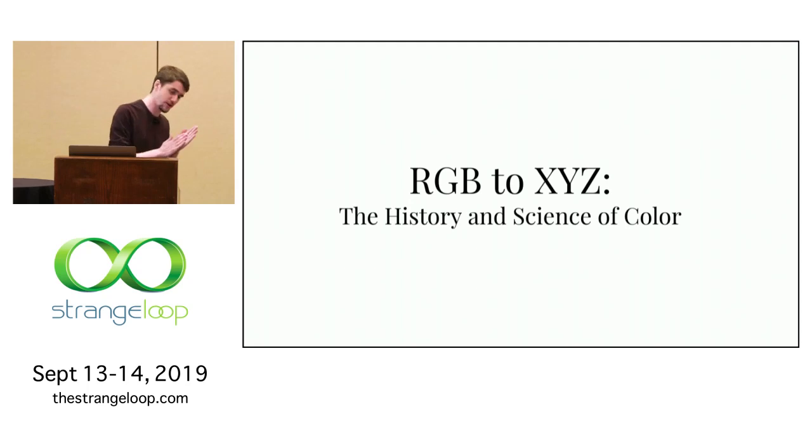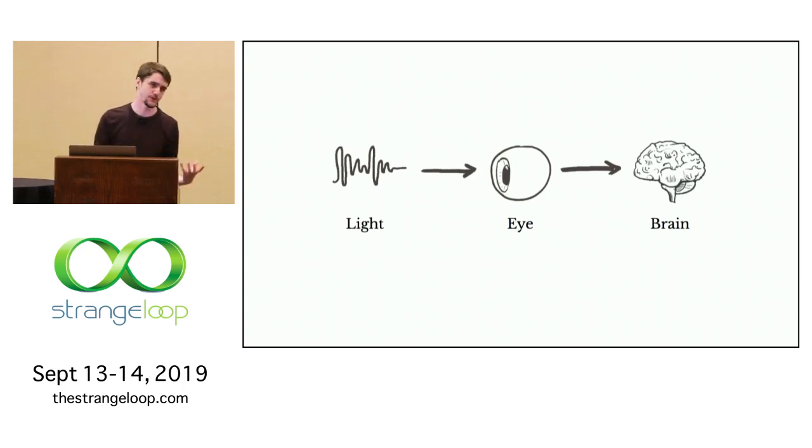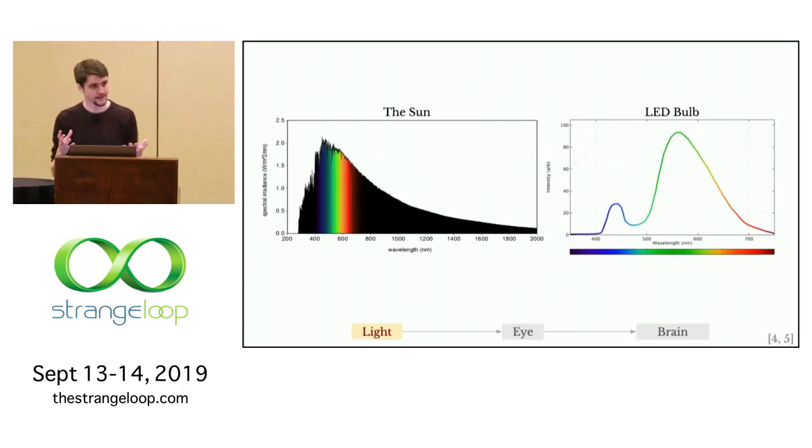So to start with, let's look at a little bit of biology. You can think of light as a pipeline. Light bounces around the world, it hits your eye, bounces around inside there, hits a few sensors, and then goes to your brain. And so we can look at each of these components individually. So light is a spectrum.